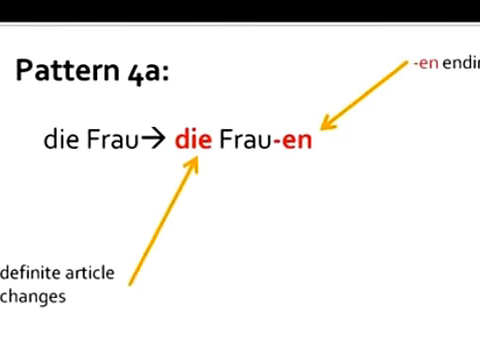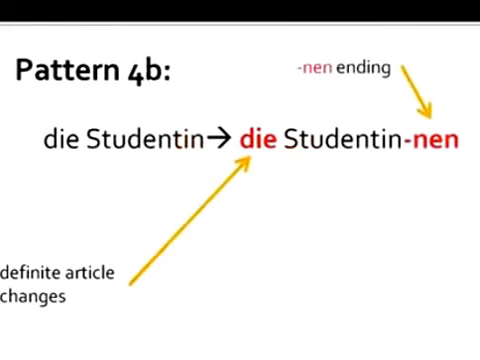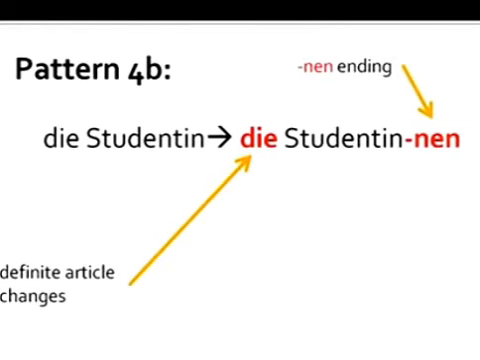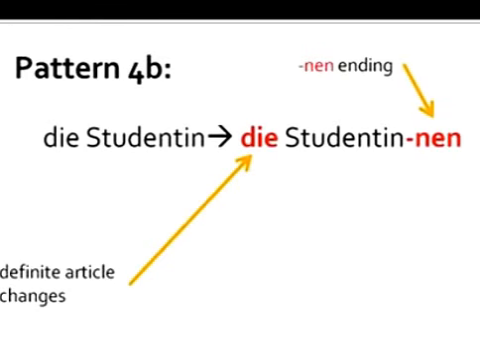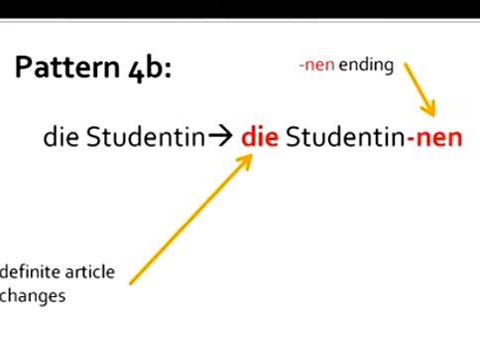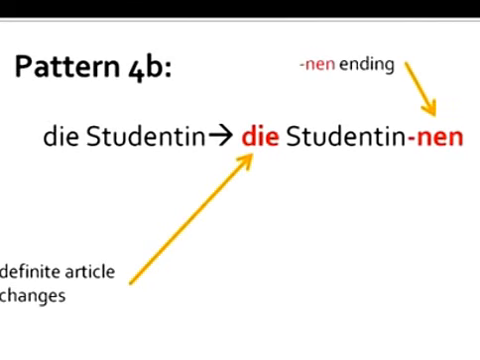Let's look at another variation on this pattern. Die Studentin, the female student. Now it ends in an N already, so let me rephrase this. It ends in an IN. Therefore, the plural ending will add an NEN. Die Studentin, die Studentinnen.